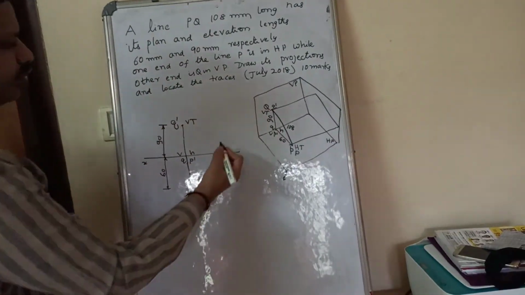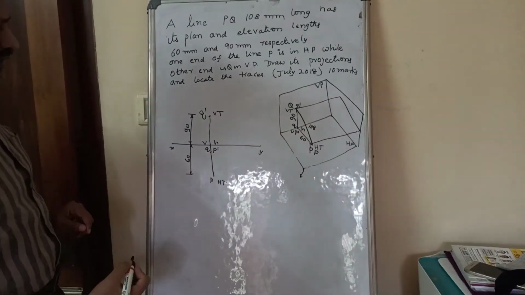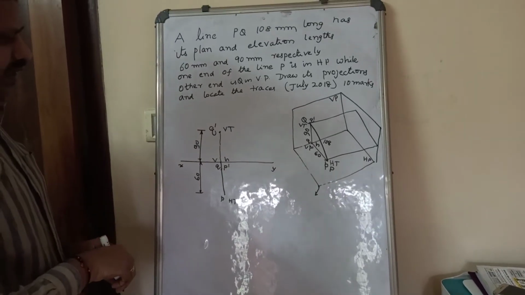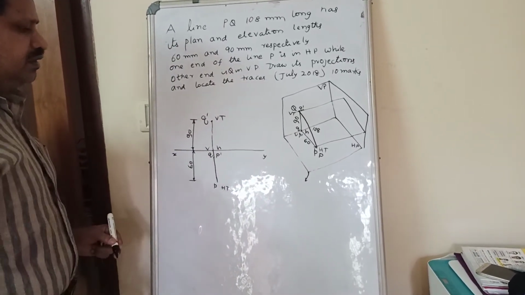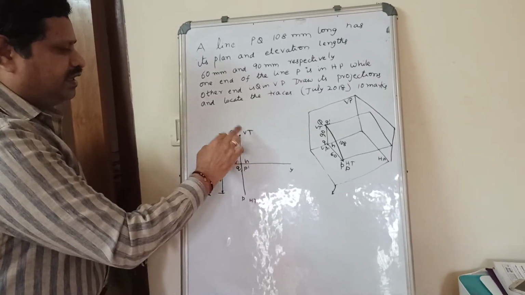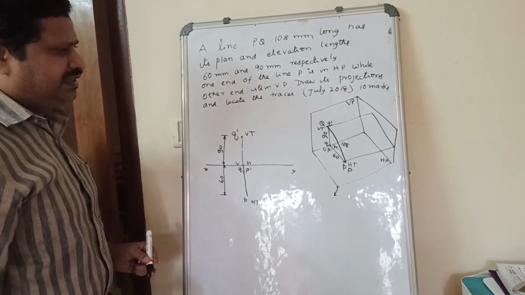If you want to draw the true length, you can draw it here, but that is not asked in the question. In the question, what you want is the front view, which is P dash Q dash, and the top view, which is PQ, and the horizontal trace and the vertical trace. So the solution is very simple.